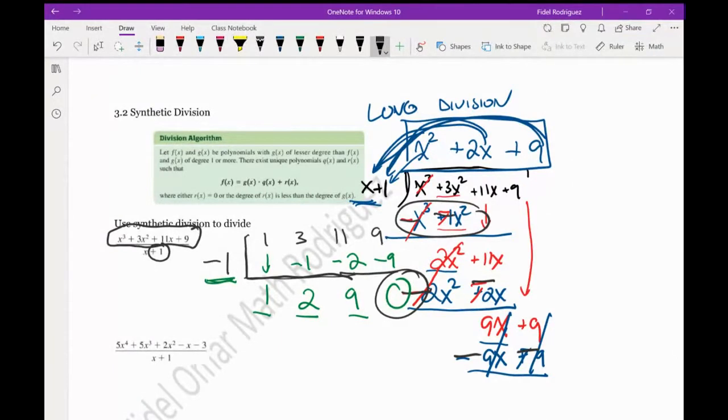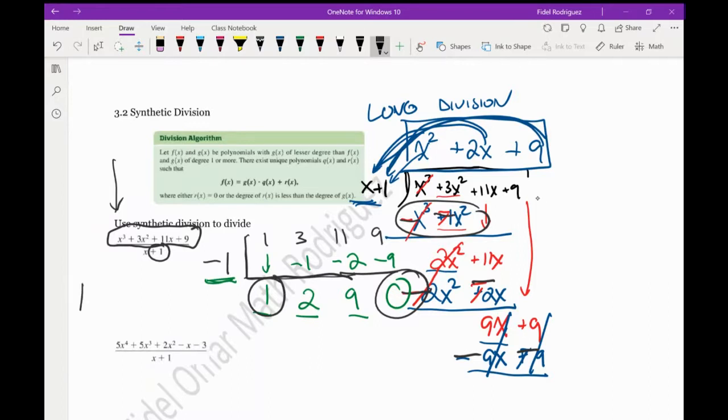This number is my remainder. We don't have a remainder because our remainder ended up being a 0. If you look at the original problem, y'all, the original problem had an x to the third. But because we're dividing it by a polynomial that has an x, what we're doing is we're reducing the power of that x to the third by 1. So instead of me having an x to the third polynomial, now I'm going to have an x squared polynomial.